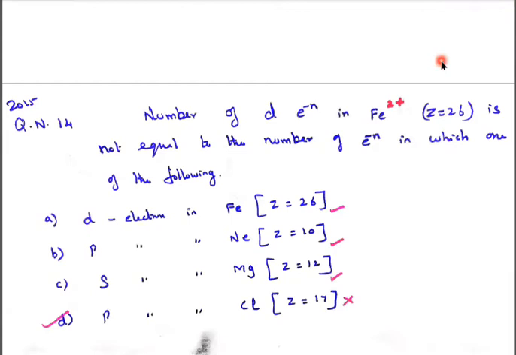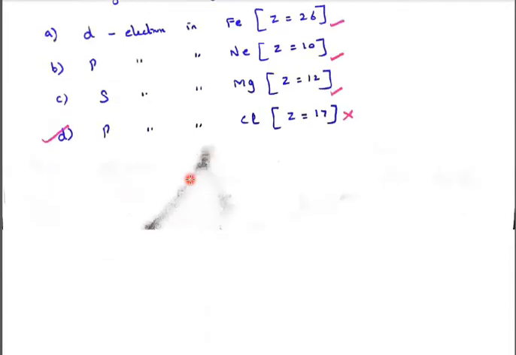Question number 14, 2015 question. The number of d electrons in Fe2+, atomic number 26, is not equal to the number of electrons in which one of the following? The options are d electrons in Fe, which contains 26, p electrons in neon, atomic number equal to 10, s electrons in magnesium, atomic number equal to 12, and p electrons in chlorine, the atomic number is 17. They asked which is not equal to the number of d electrons.